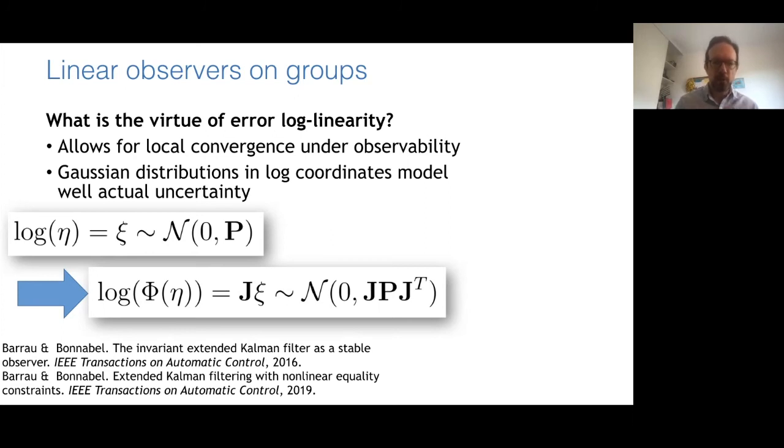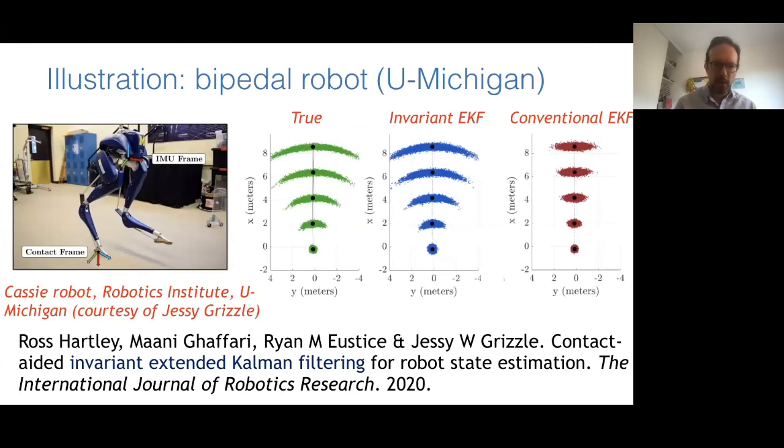This is illustrated by an experiment conducted by a group at University of Michigan. They had this bipedal robot called Cassie walk for 8 meters. It's equipped with an inertial measurement unit. And they compared the dispersion of the position. Now the dynamics are more complex than those of the wheel robot. The state is of much higher dimension, a 15-dimensional state space. And you see that in terms of position, the actual dispersion that you observe is also banana-shaped.